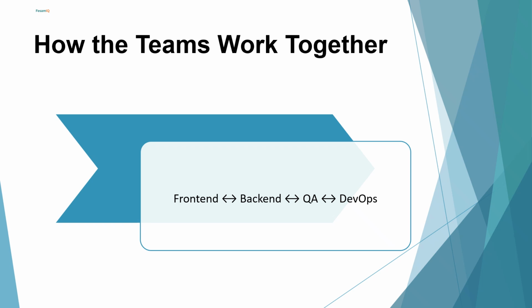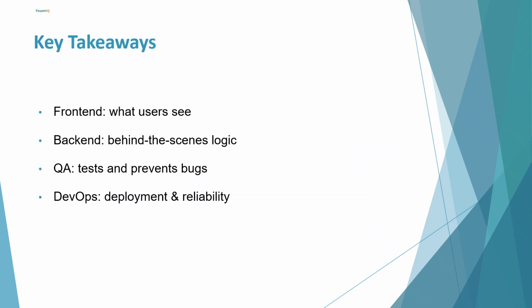So we've come to the end of this lesson, and here are the key takeaways. The front end is responsible for what users see. The back end is responsible for behind-the-scenes logic. The QA tests and prevents bugs. And the DevOps are responsible for deployment and reliability.